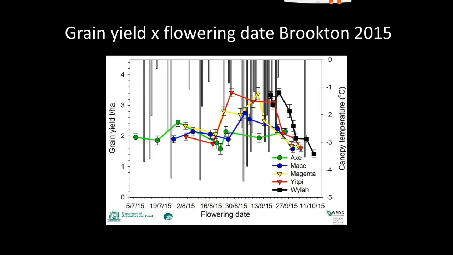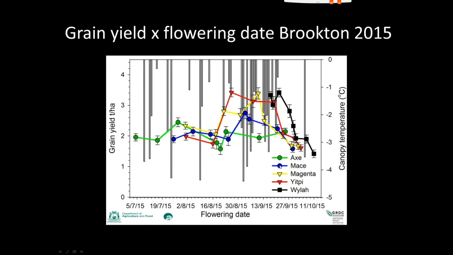If we come back to that variety class type of thing, this is the grain yield against flowering date, and we can see the frost events again plotted on top here. We've picked a range of varieties to represent different maturity classes. So I've got Axe here, which is the short season variety. Its phenology is mainly controlled by thermal time, so essentially as it's warmer, it will grow faster.